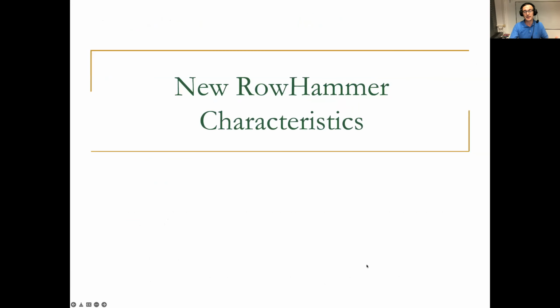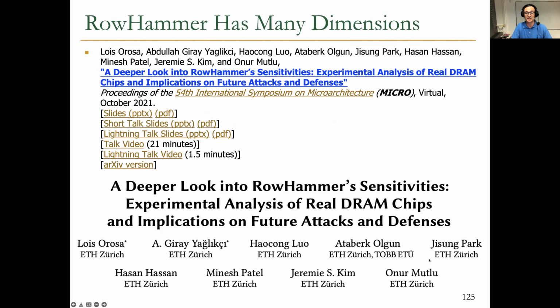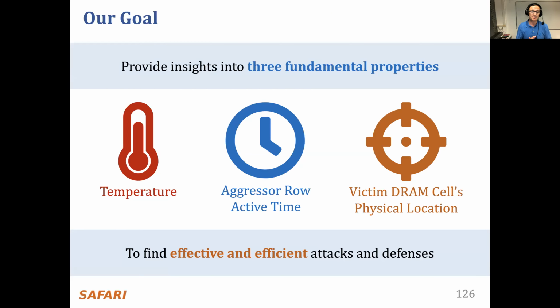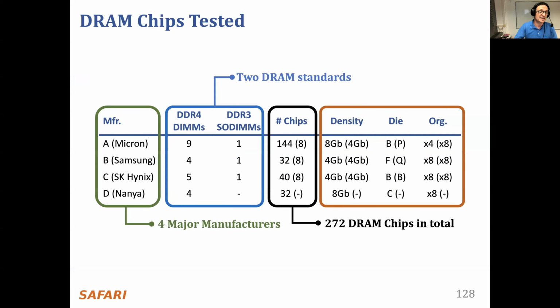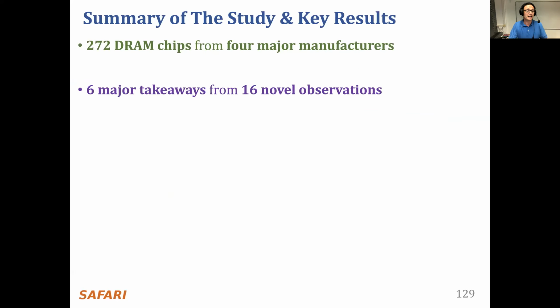Okay, let me talk a little bit about some other new RowHammer characteristics that we discovered. This is another MICRO 2021 paper, published in October 2021, where we looked at 3 major properties: temperature, aggressor row active time, and the victim DRAM cell's physical location, to understand how RowHammer vulnerability changes based on these, so that we can have more effective and efficient attacks as well as defenses. Again, these are our infrastructures, and these are the chips we tested from 4 major manufacturers. The 4th one is a bit small, but it's good to see that all manufacturers have similar trends as we discovered. So I'll give you the major takeaways.